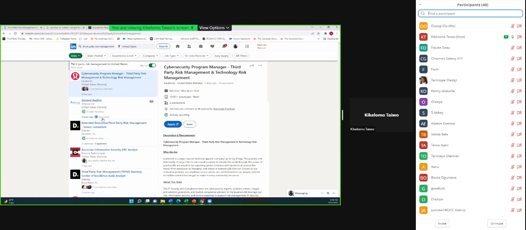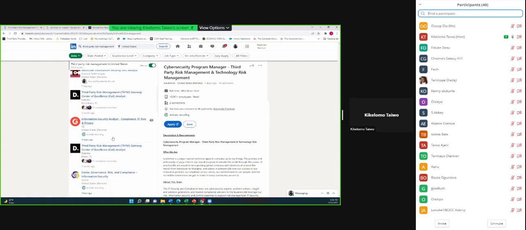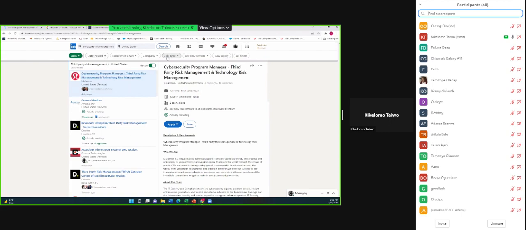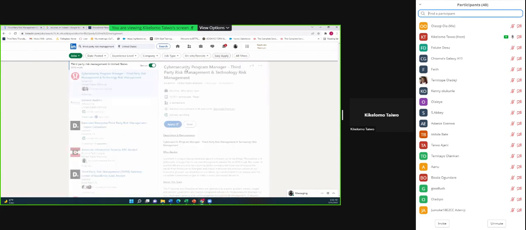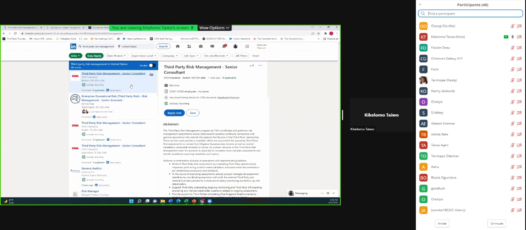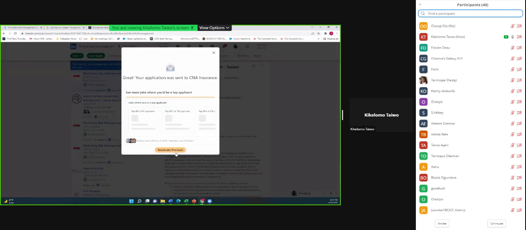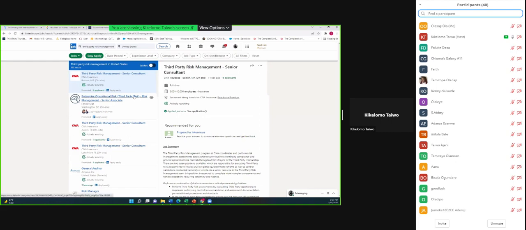Like this one that says apply easily. You can filter anyone that says apply easily. So how do you filter that? Easy apply. That means you have your resume on LinkedIn already. So I could just do easy apply, and it's going to give you all these that apply easily. Now, let me apply for one. I think I applied for this before. Okay, this is it. Submit. Yep, I applied already.